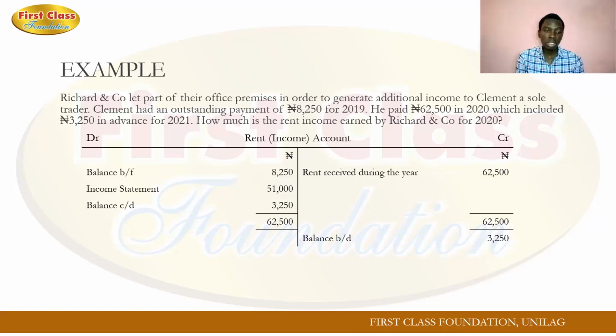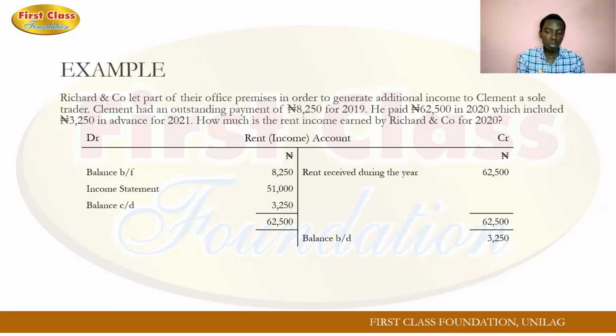The closing balance, which is a payment in advance, is a liability, a prepaid income. So that's why it's on the credit side, 3,250. Then on the debit side, we'll have the balance carried down, 3,250. The amount to be taken to the income statement, which is the balancing figure, I said for income is going to be on the debit side.